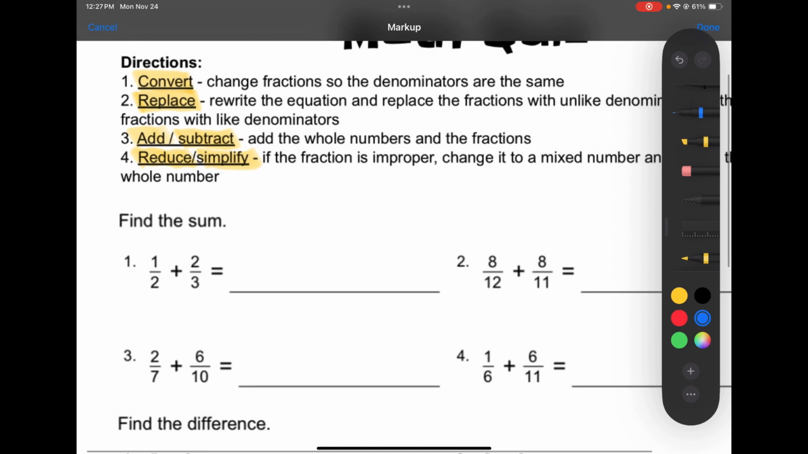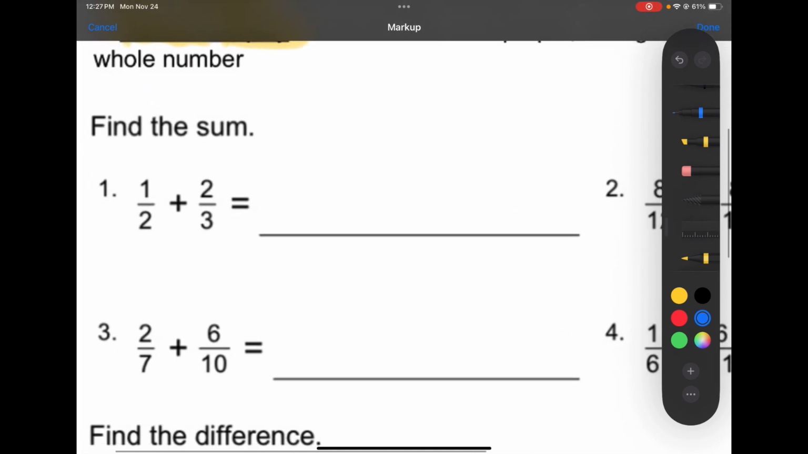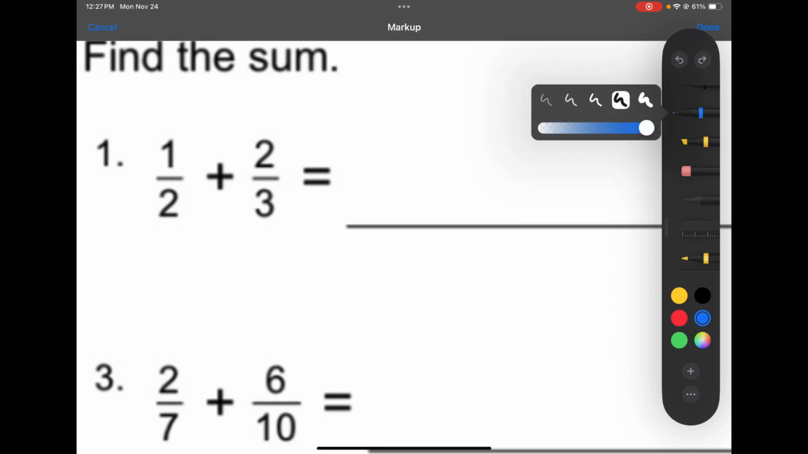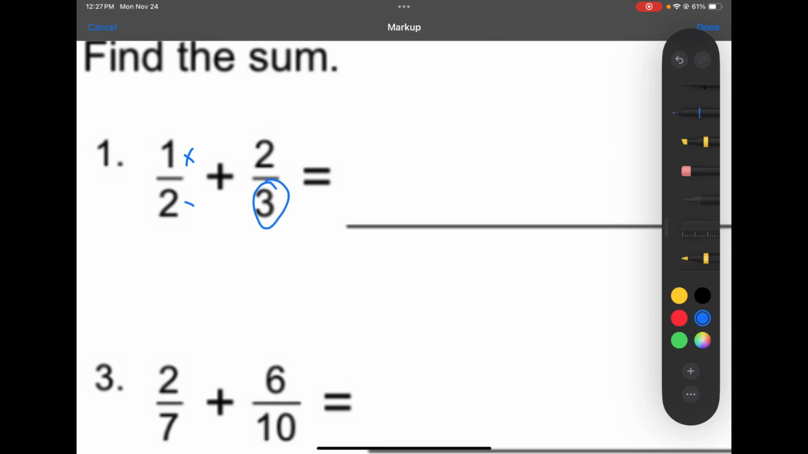Up here are the directions, which tell you exactly how to solve the problem. We're only going to do 1 to 2 problems from each section. First off, we have 1/2 plus 2/3. The problem here is we can't add them because they have different denominators, 2 and 3. The easiest way to do this is to multiply the fractions by the other denominators. So we're going to multiply this 1/2 fraction by 3, and we'll multiply 2/3 by 2.